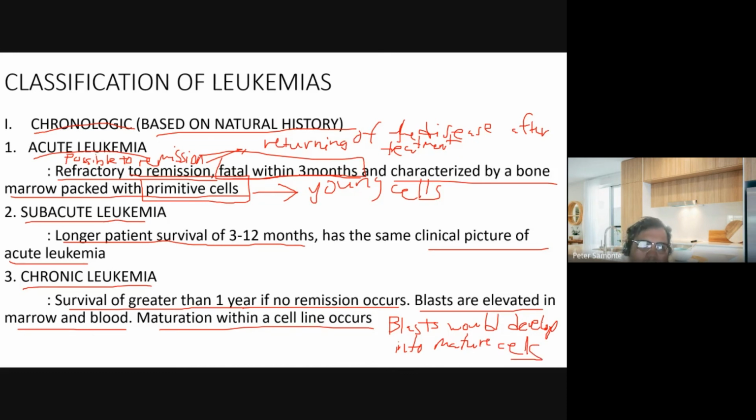So again, acute leukemia, refractory to remission, fatal within 3 months. Bone marrow is packed with your young cells or primitive cells. Subacute, longer survival, 3 to 12 months, has the same clinical picture as acute leukemia. And lastly, chronic leukemia, survival of greater than 1 year if no remission occurs. Blasts are elevated, maturation within a cell line would occur.